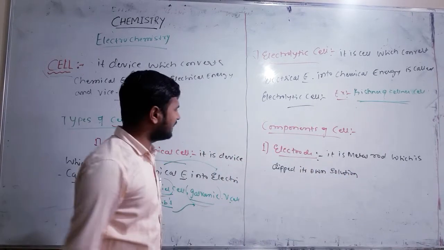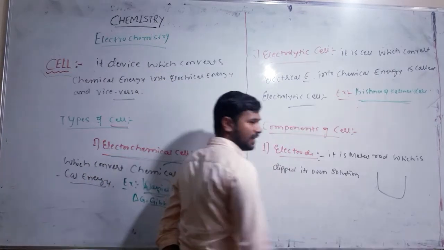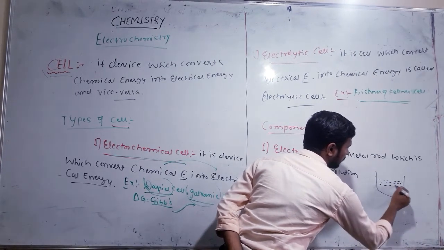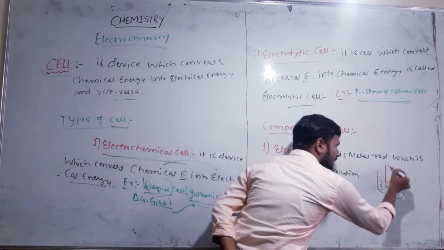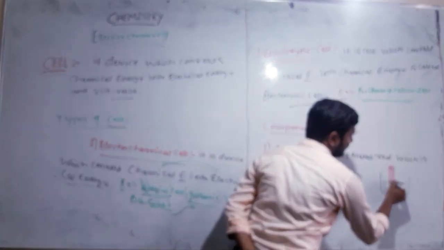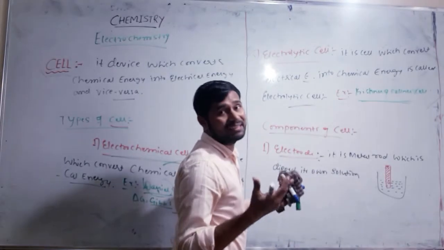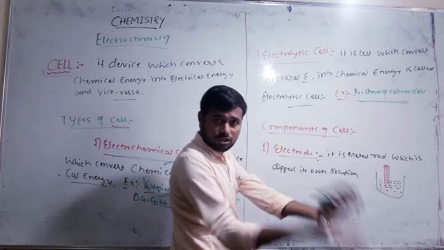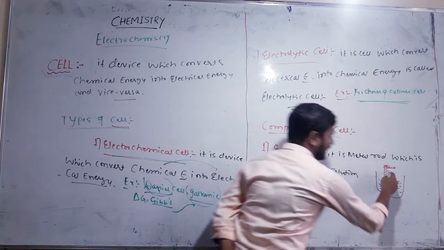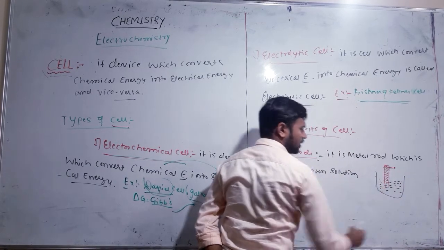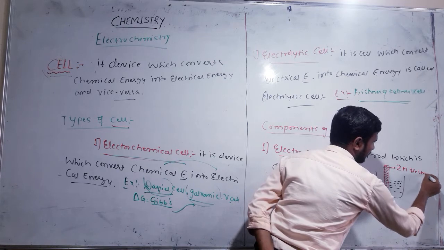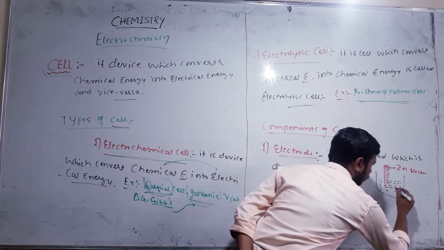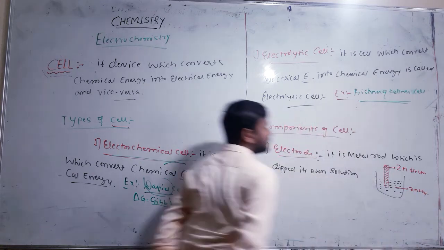Now I will tell you a great example. See, I have this one container. Inside I have the electrolyte. I will tell you what is the electricity which can have a tendency to lose electrons. This is a rod, this is a metal conductor, which is dipped in the electrolyte. This is zinc sulfate.